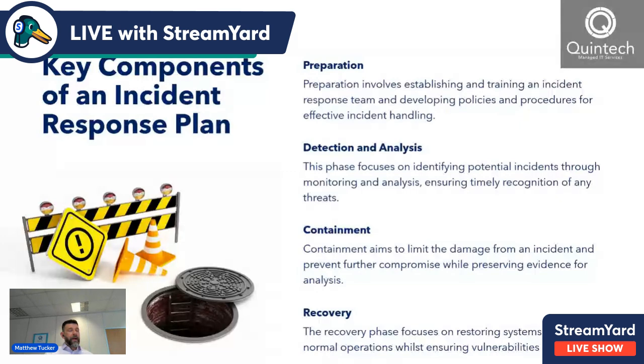It falls into then containment. So if we can contain the issue, we can limit the damage from the incident and further prevent compromise. It preserves the data, the information for analysis, and that really comes back into the recovery as well. So in the recovery phase, we're getting our systems back online, we're getting our services and our operations running as they should, whilst, in inverted commas, addressing those vulnerabilities.